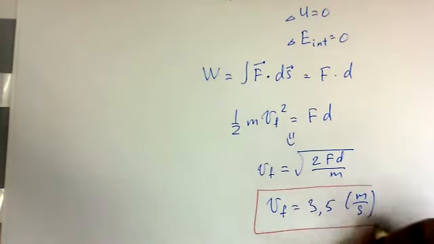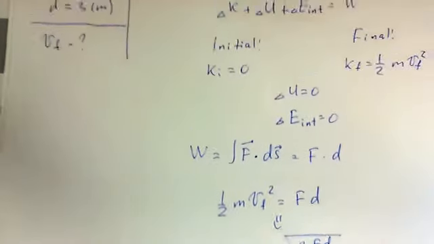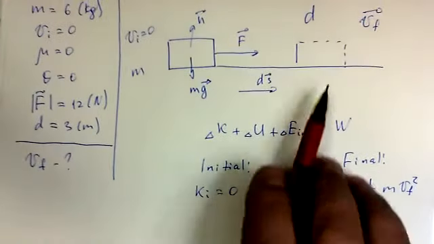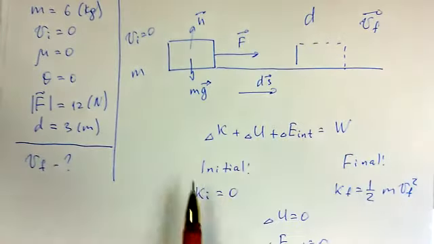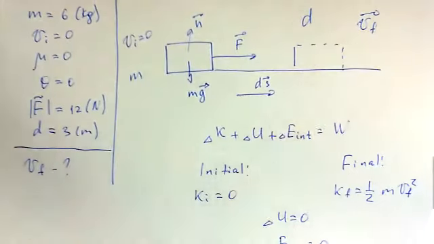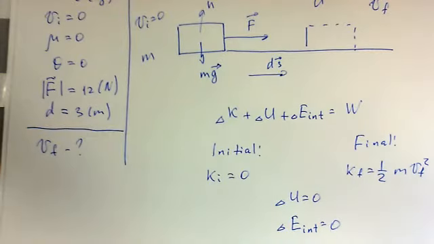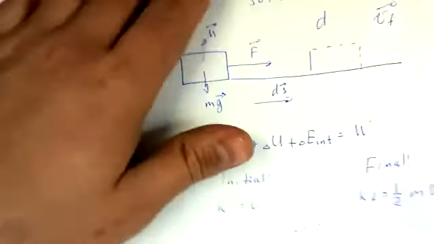That's the final speed when the object passes this point, 3 meters from the initial position. Okay, and it will move with some speed. Okay, questions for this problem? No? Okay, great. Now let's solve the problem with friction.